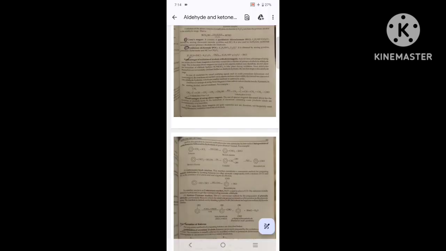Disadvantage of using above reagent. The use of the special reagents discussed above for the oxidation of alcohol leads to the formation of chromium-containing waste products which are environmentally very dangerous. At the same time, these reagents are quite expensive and therefore not frequently used during the laboratory oxidation reaction of alcohol. It is also possible to convert methylbenzene into aldehyde by the free radical halogenation of methylbenzene followed by the hydrolysis of gem dihalide.